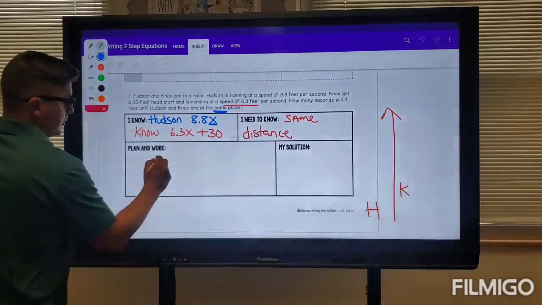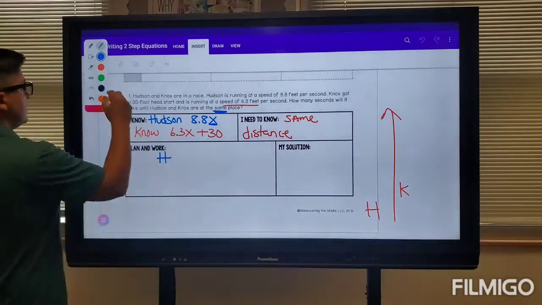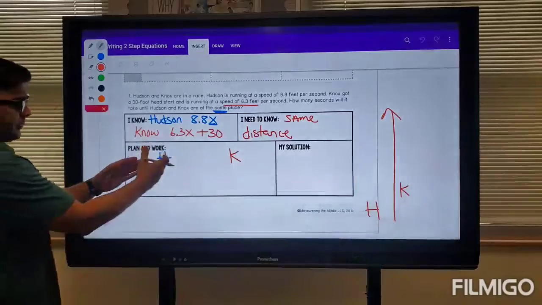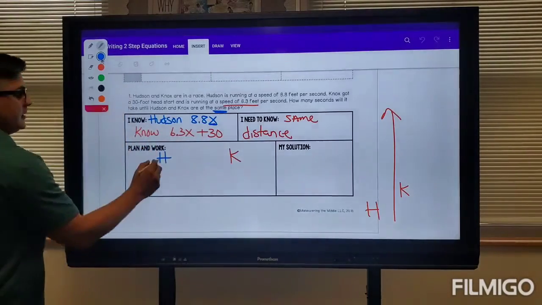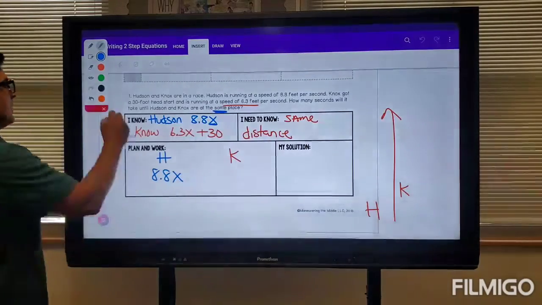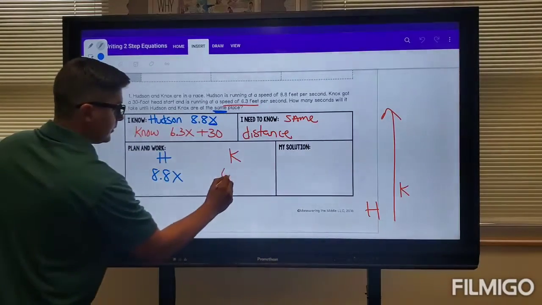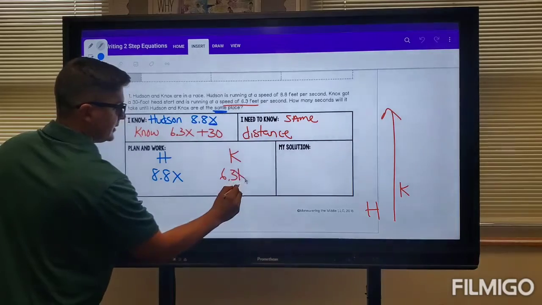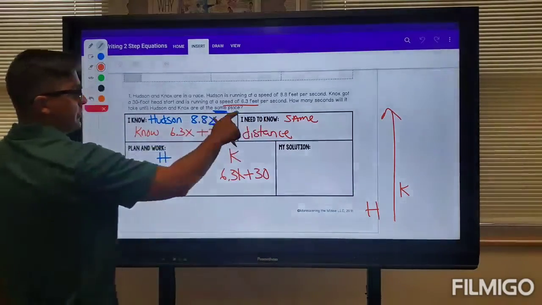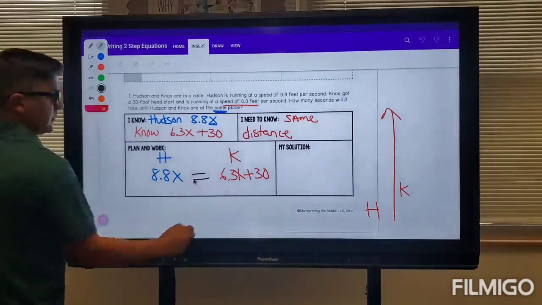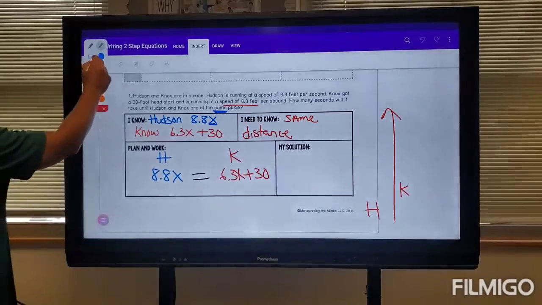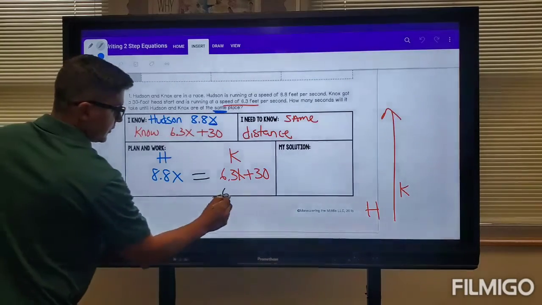And a good skill to use is, we know we have Hudson, we have Knox. So for Hudson, we know it's 8.8 feet per second. And for Knox, we know it's 6.3 feet per second plus the 30-foot head start. And then the same, when are they going to be at the same spot? There's our equal sign. And to go ahead and solve this, we would just subtract our 6.3 from both sides.